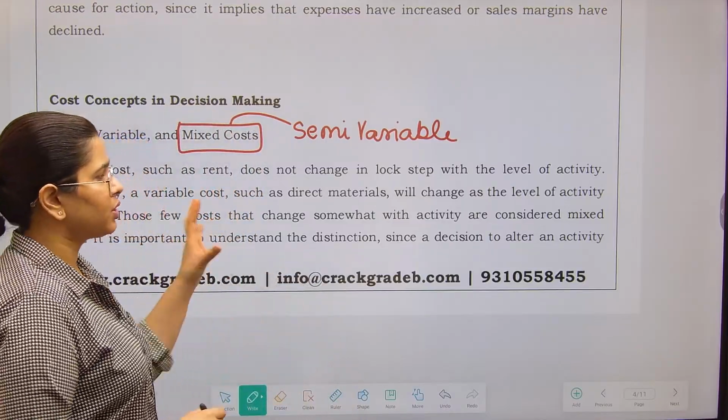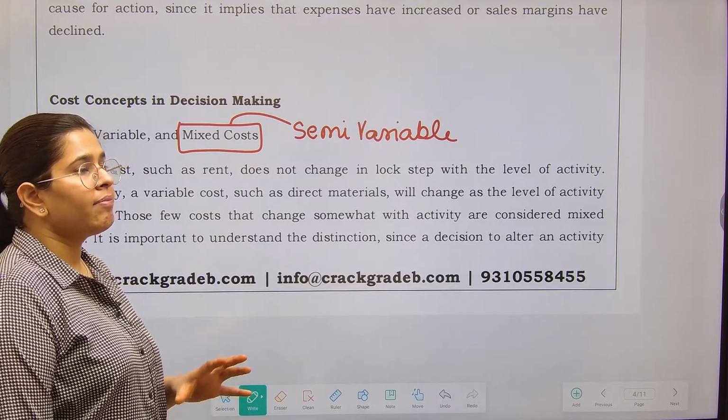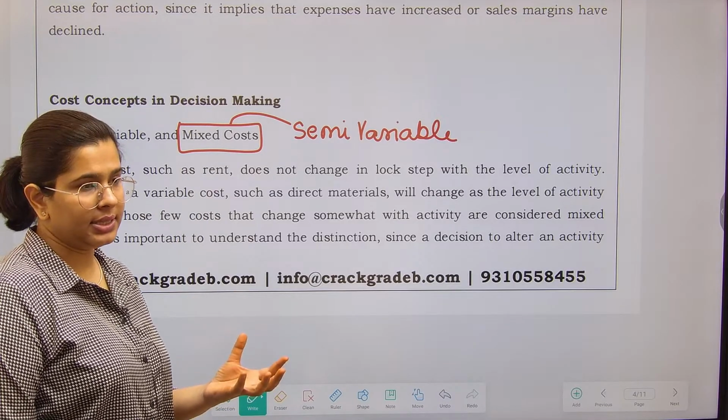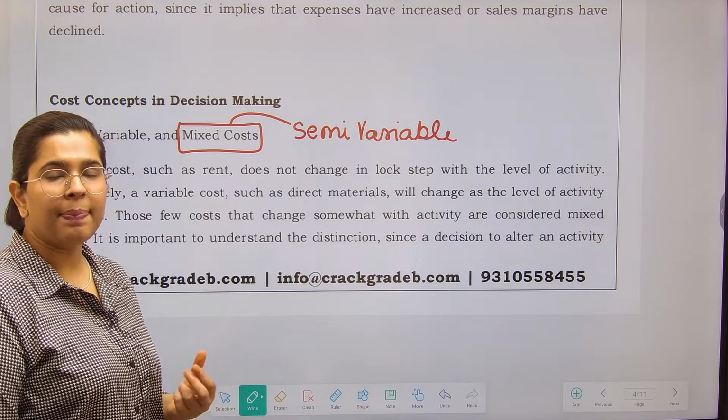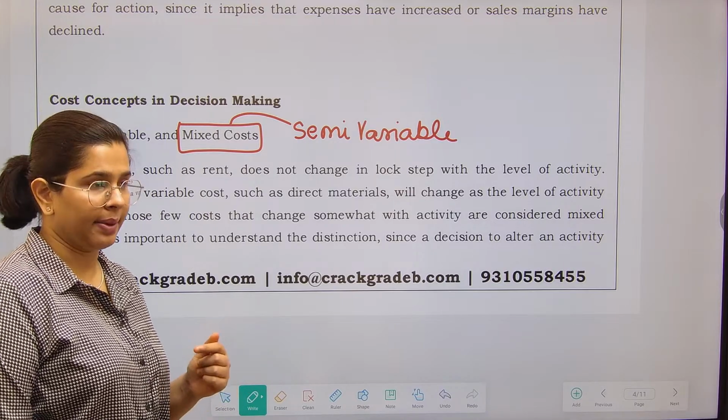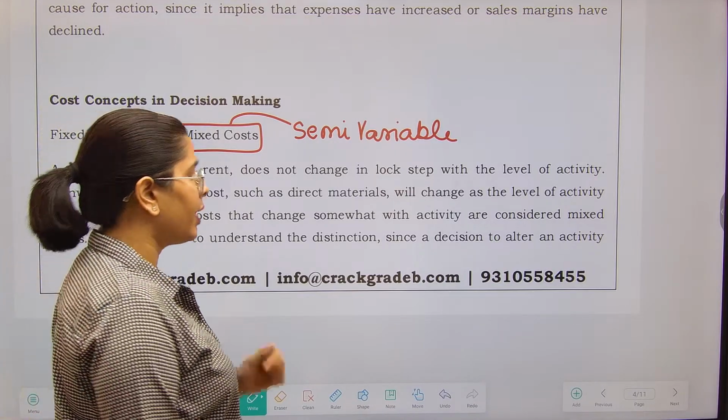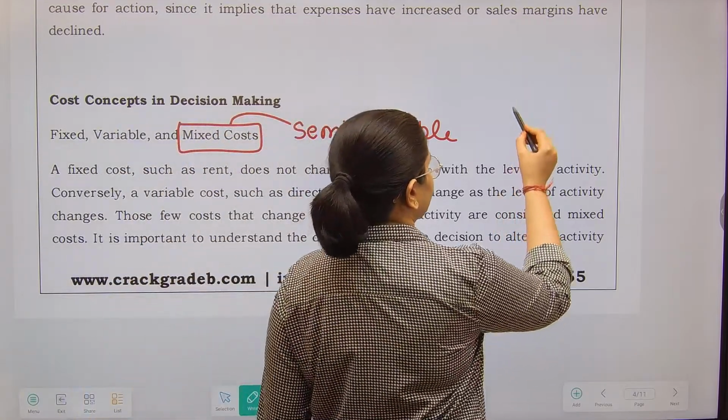Now what is this mixed cost? Mixed cost is where a part of the cost is fixed and a part of the cost is variable. Now how does this happen? For example, repairs and maintenance.